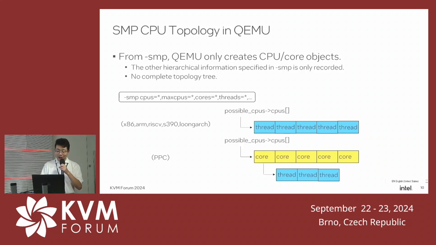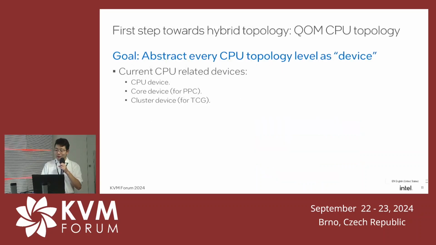But this is not enough. We can rethink the Alder Lake example. All the CPU topology levels may be hybrid: the hybrid die, hybrid module, hybrid core, hybrid thread. So if the user wants to configure the hybrid topology, then we need more topology devices. This is our first step to the hybrid topology. We need to abstract each CPU topology level as a device.